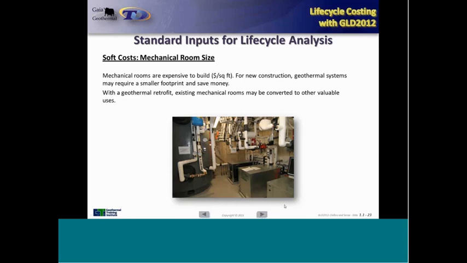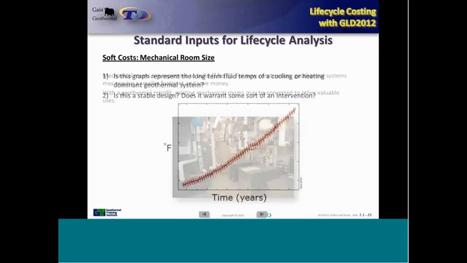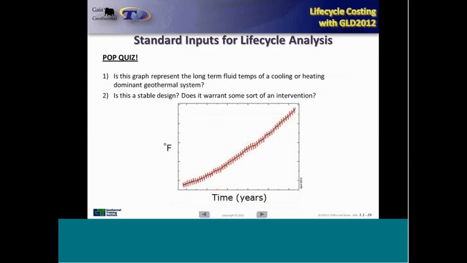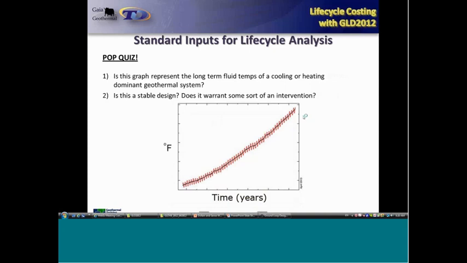Here's a pop quiz. Basically, does this graph that we're looking at here represent the long-term fluid temperatures of a cooling dominant or a heating dominant geothermal system? You don't have a clue? If you want to share your answer, feel free to raise your hand or just type it in chat or just unmute your microphone.